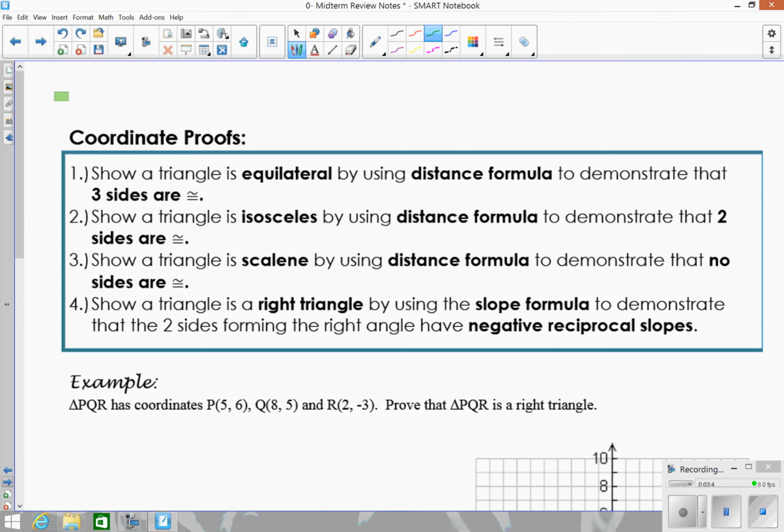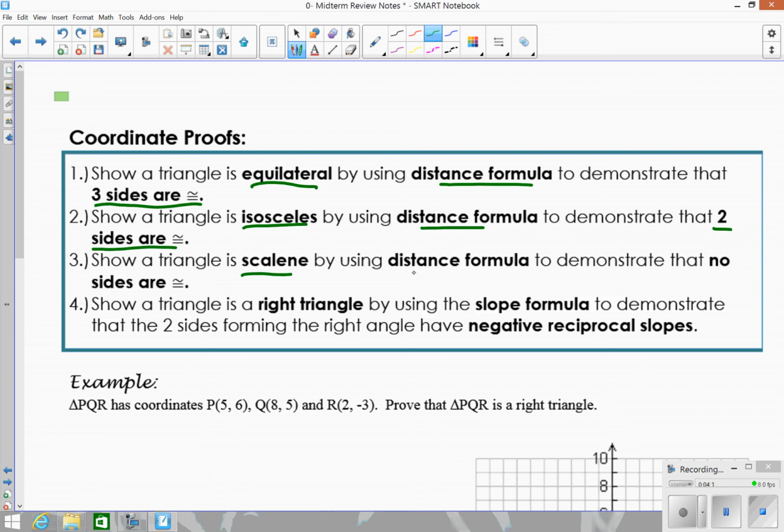On the next page, we have some processes for coordinate proof. So how do you prove a specific type of triangle on a graph? So if you have to prove an equilateral triangle on a graph, you're going to use the distance formula, and you're going to show that all 3 sides are equal. You can't prove angles on a graph unless it's a right angle, so you're going to use sides to be able to prove it's an equilateral. If you're trying to prove it's isosceles, well, you show that you have 2 equal sides using the distance formula.